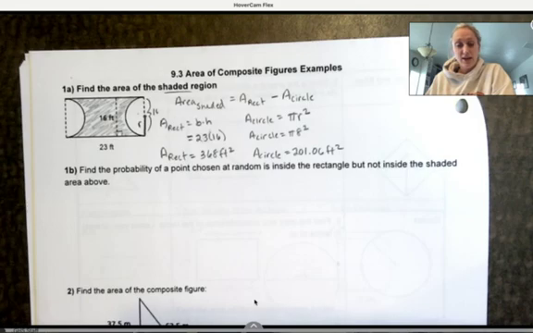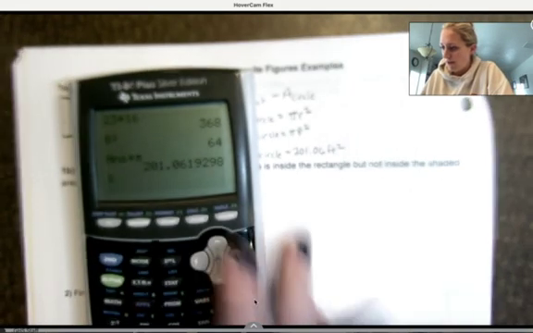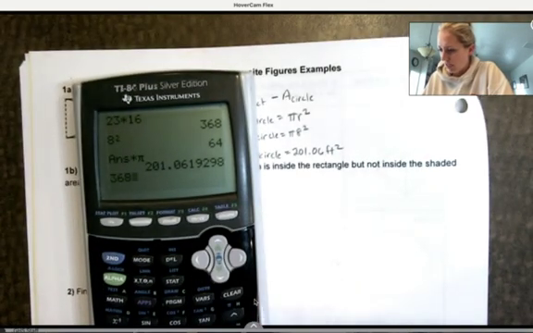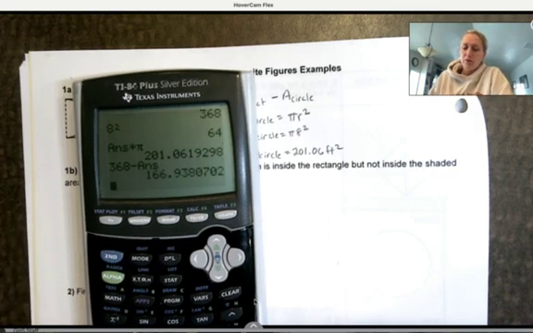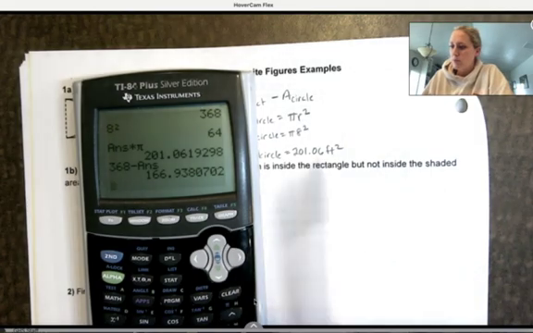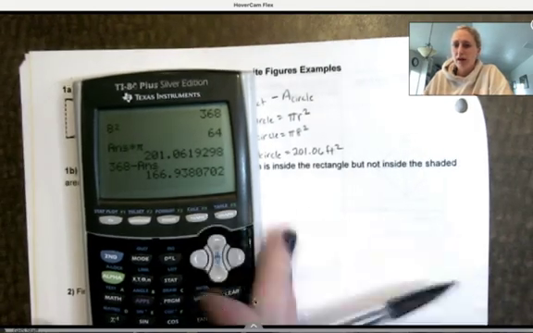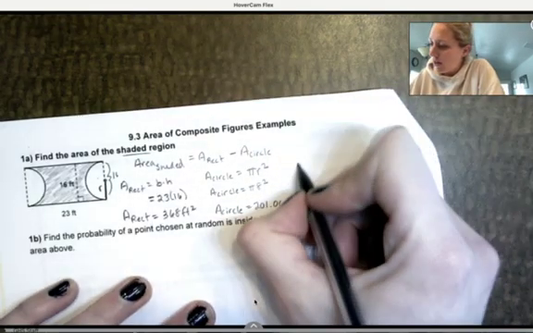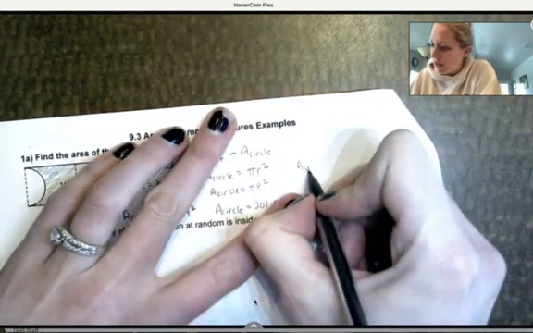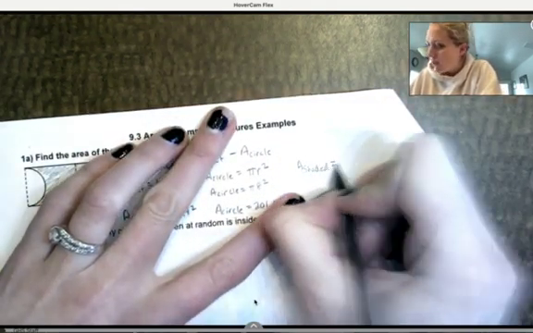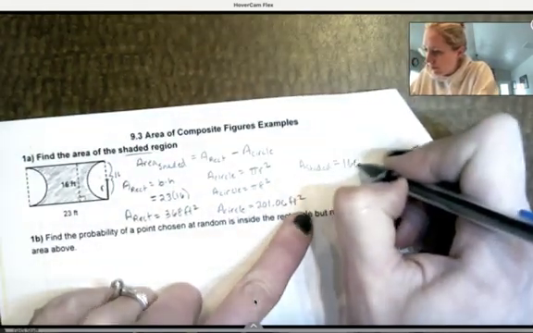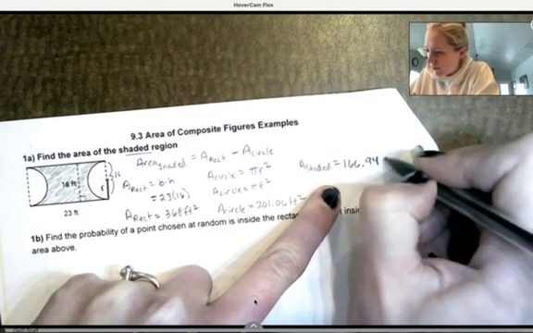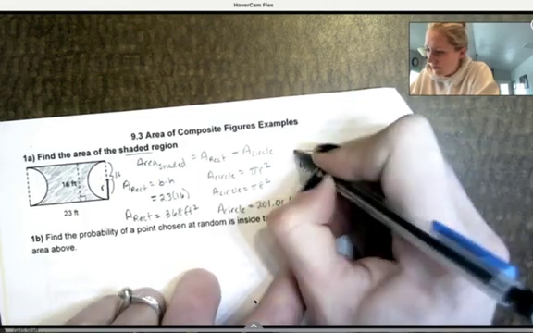Okay, so now I'm going to subtract those two. And then that is my area of the shaded region. So I'm going to come up here and grab 368 minus, I'm going to use the answer I got, so second, and then the negative sign will do that. So we get 166.94 if I round to the hundredths place. So the area of shaded equals 166.94 square feet.